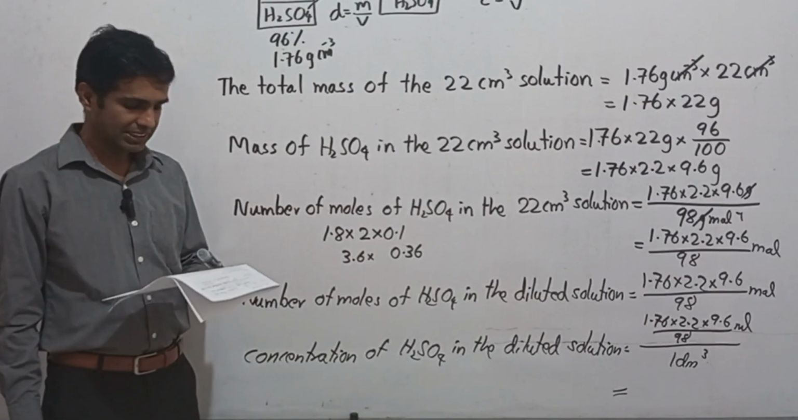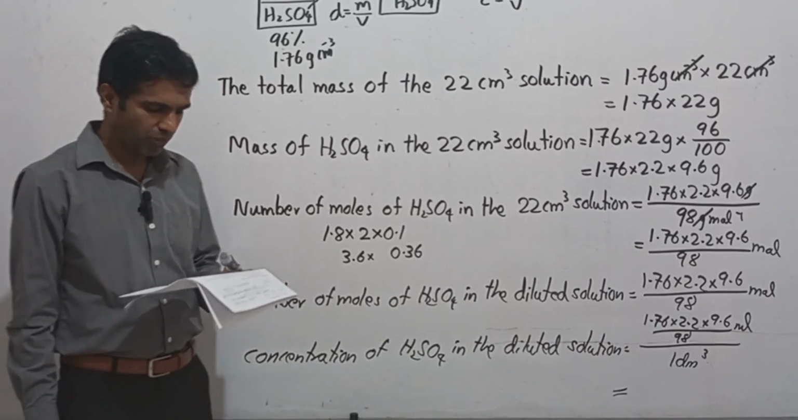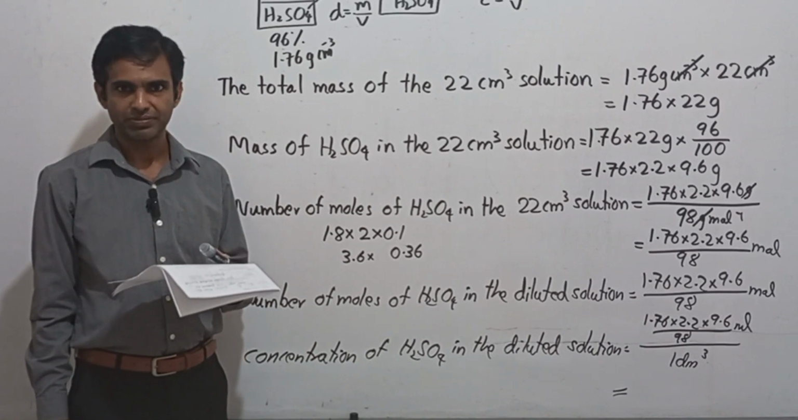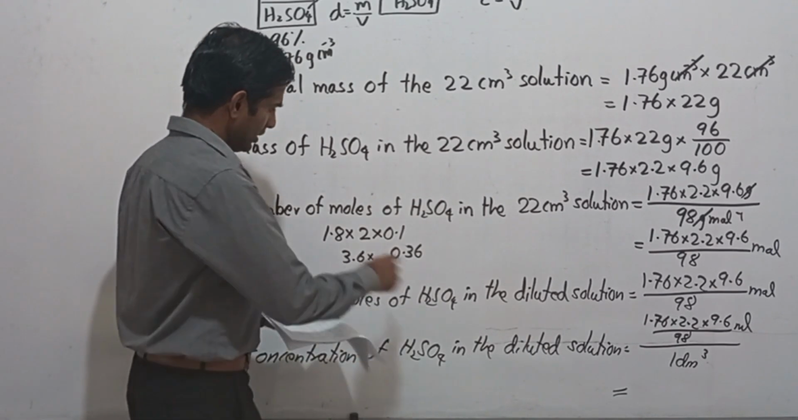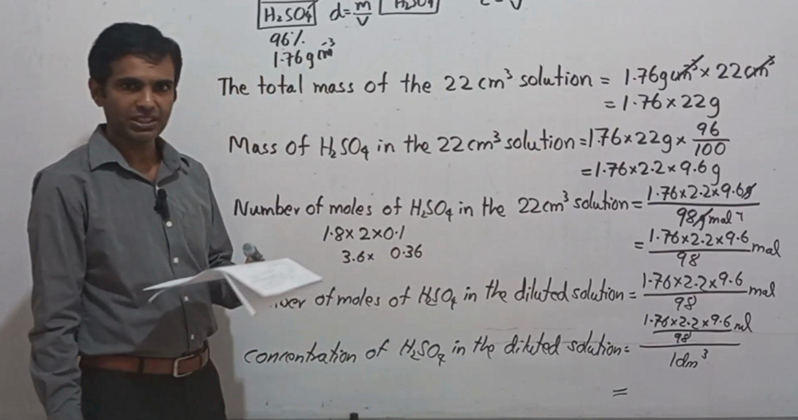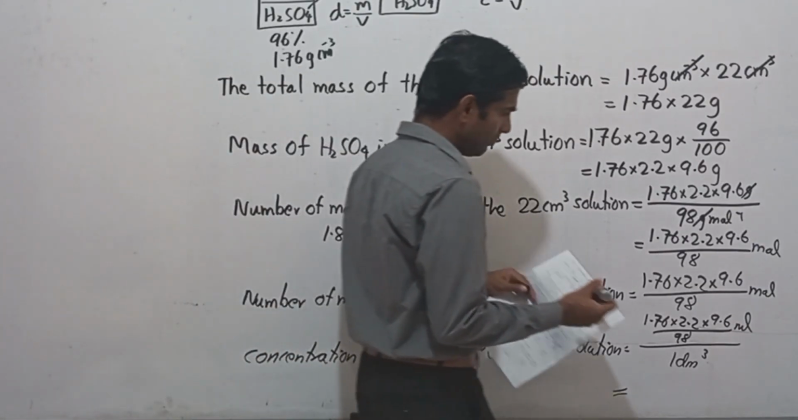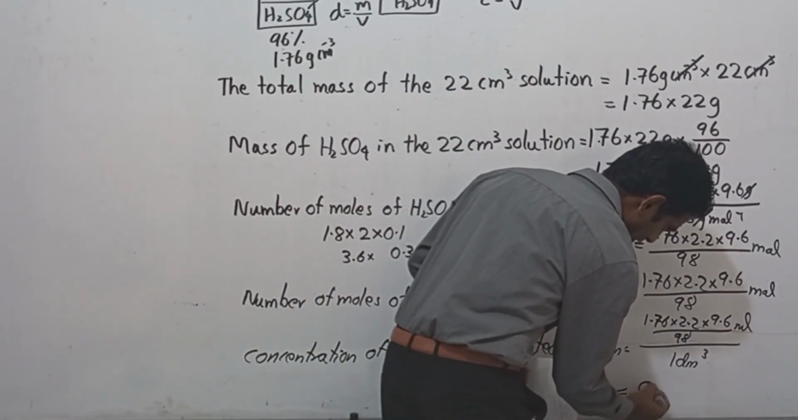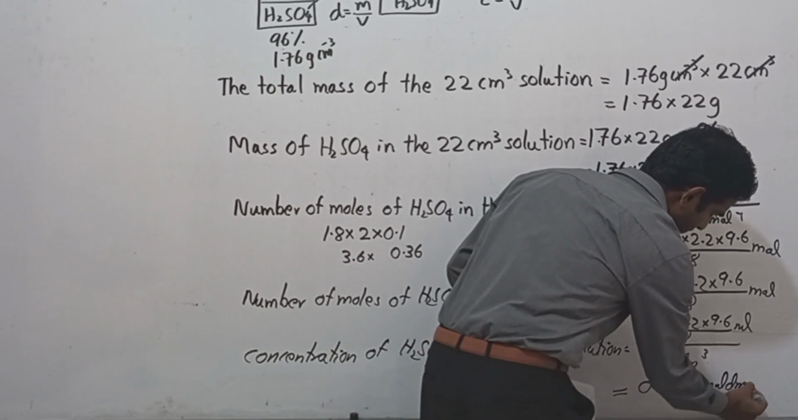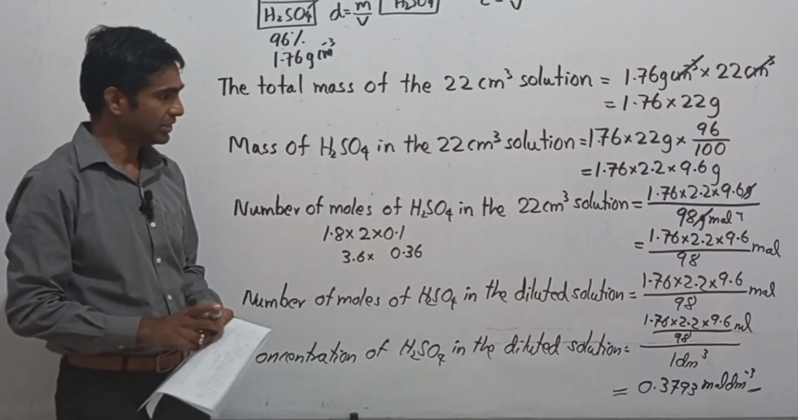The given answers are 4.2 moles per cubic decimeter, 1 mole per cubic decimeter, 0.84 moles per cubic decimeter, 0.38 moles per cubic decimeter, 0.24 moles per cubic decimeter. Therefore, according to this rough calculation, the answer should be closer to 0.36 moles per cubic decimeter. Therefore, we can select the fourth answer as the correct one. If we do the simplification using logarithms, the answer will be 0.3793 moles per cubic decimeter. Therefore, our rough calculation is valid in this situation.